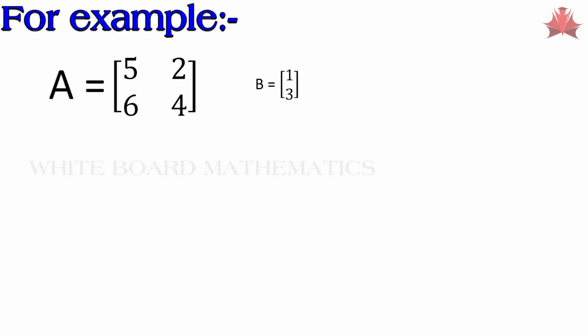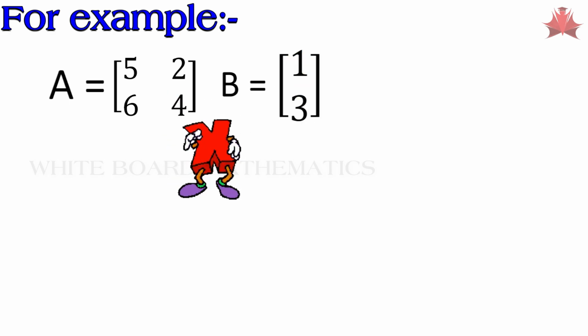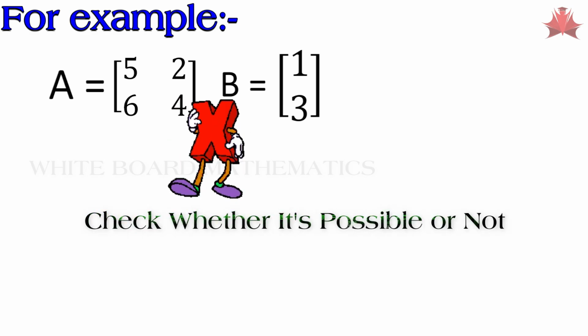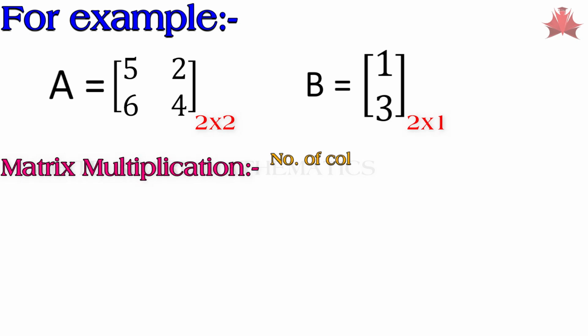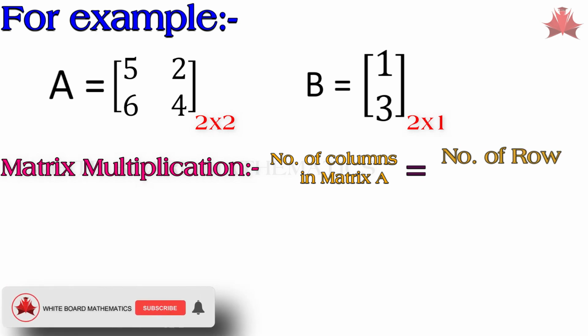For example, A is equal to 5, 2, 6, 4 and B is equal to 1, 3. Before we start multiplying it, check whether it is possible or not. Here A is a matrix of order 2 by 2 and B is of order 2 by 1. According to the rule of matrix multiplication, the number of columns in the first matrix A should be equal to the number of rows in this matrix B.